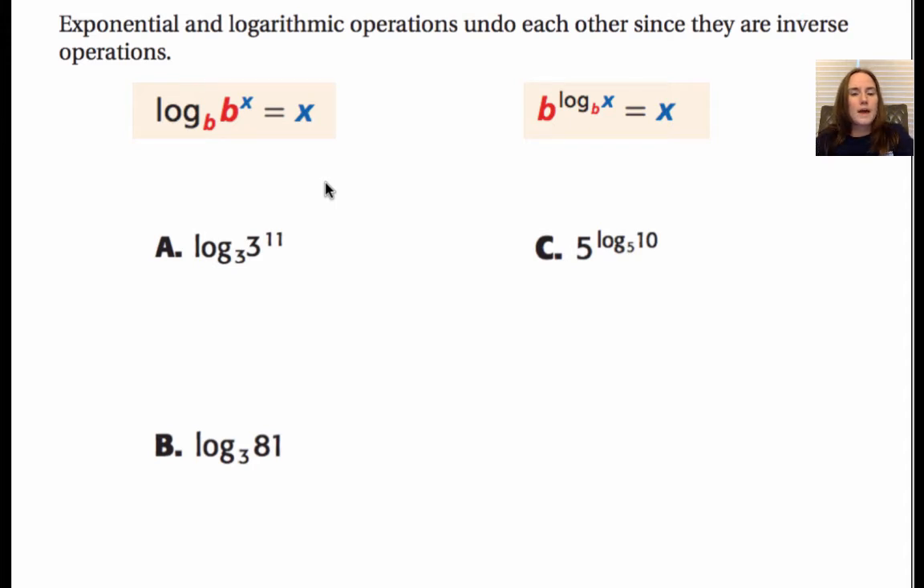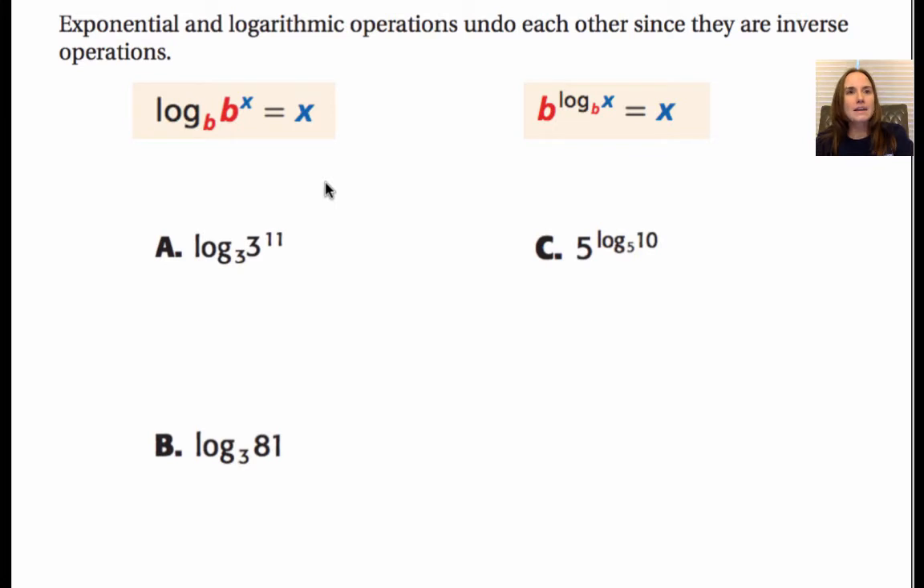All right, so now we're moving on to inverse properties. These are really special because they can help you get rid of stuff really easily. As we know, exponential and logarithmic functions are inverses, and since they are inverses, they undo each other, just like if I squared a number and then I took its square root. I'm just getting myself back to the beginning.